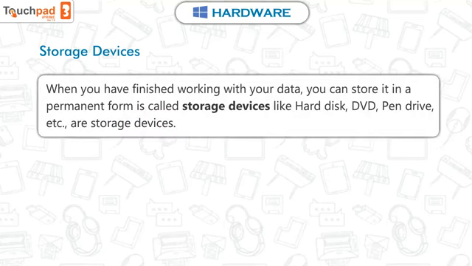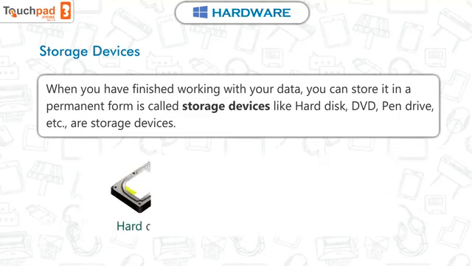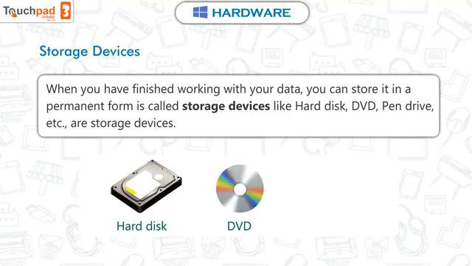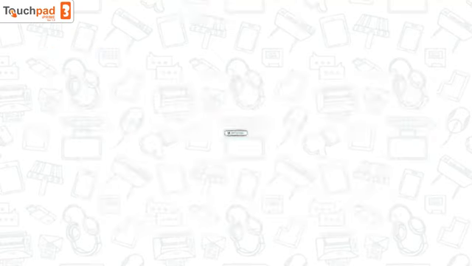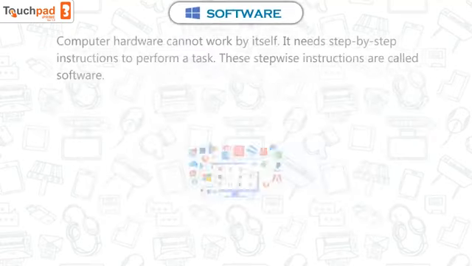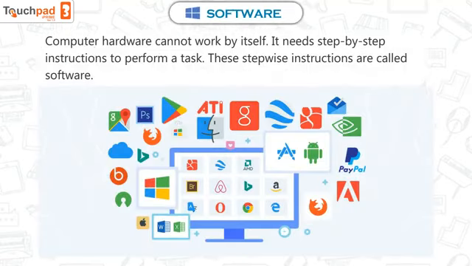Storage devices. When you have finished working with your data, you can store it in a permanent form. Storage devices like hard disk, DVD, pen drive, etc. are storage devices. Software. Computer hardware cannot work by itself. It needs step-by-step instructions to perform a task. These stepwise instructions are called software.